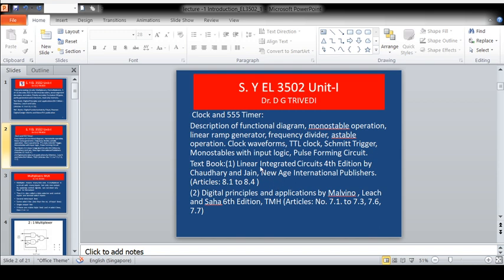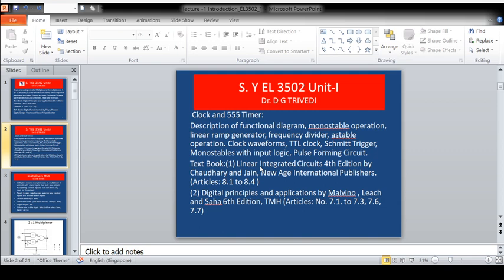Our next slide is also related to the syllabus, but it is part B, and that is taken from another book as well as from this book also. This part B is also very important for digital electronics.